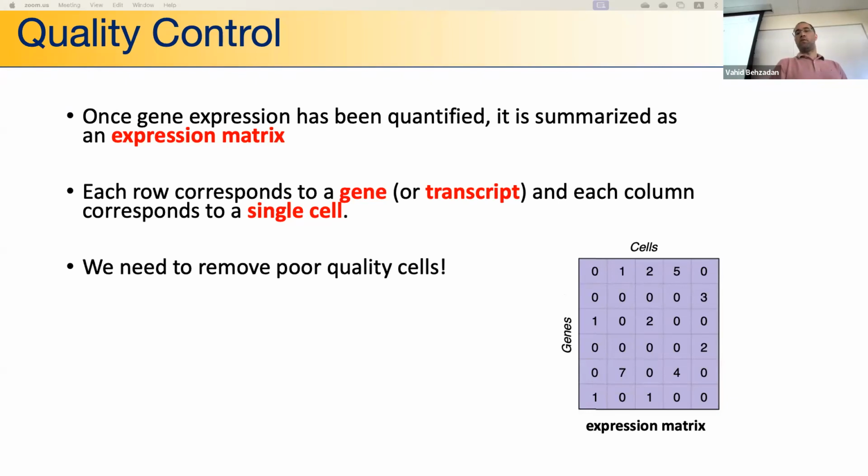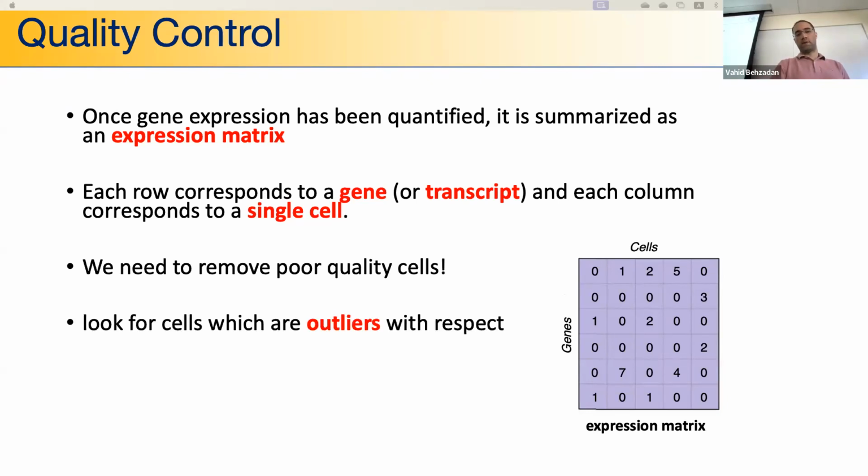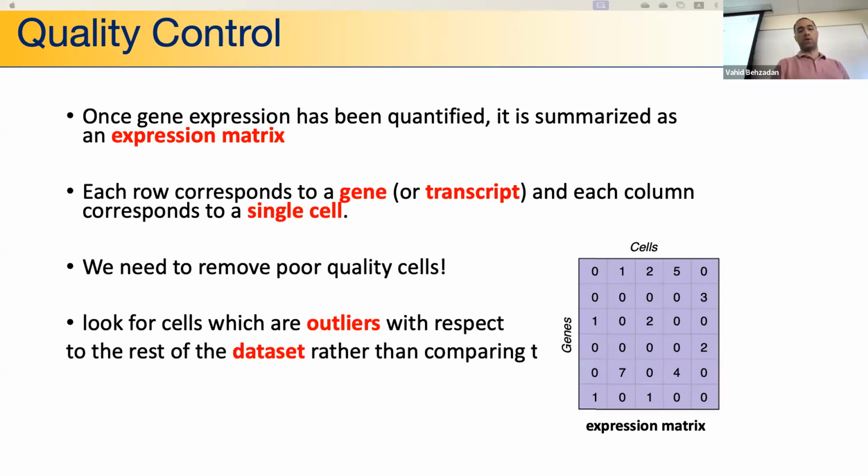So we need to remove poor quality cells, right? And we also need to look for the outliers with respect to the rest of the data set, rather than comparing it to quality standards. So when we perform quality control, we perform it with respect to our data set. We don't have outside or specific quality standards.